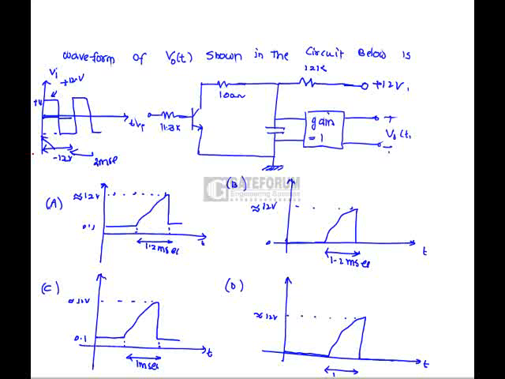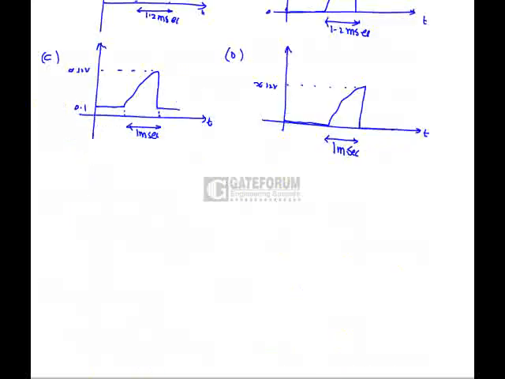Okay, so suppose Vi is equal to plus 12 volts in between 0 to 1 millisecond. This is the first cycle. Then minus 12 volts in between 1 millisecond to 2 milliseconds. Similarly, it repeats for 3 to 4, 4 to 5. In that manner, it is going to repeat.